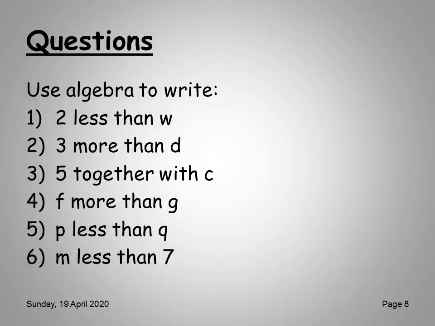Here are a few questions. Use algebra to write 2 less than w. Let's see the answer. W minus 2. It is not 2 minus w. It is w minus 2. 3 more than d. D plus 3. 5 together with c, which is c plus 5.